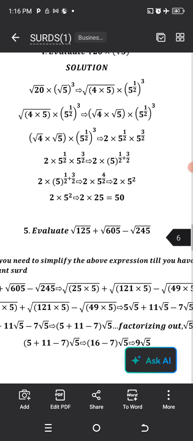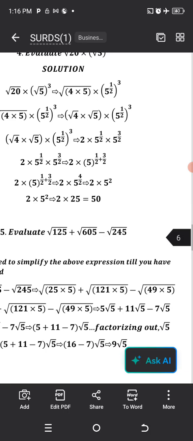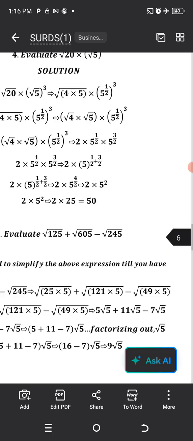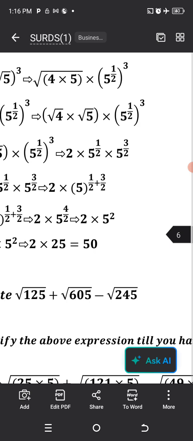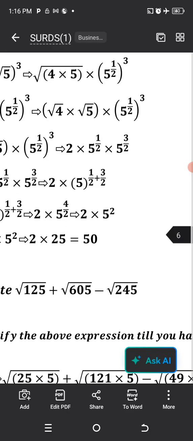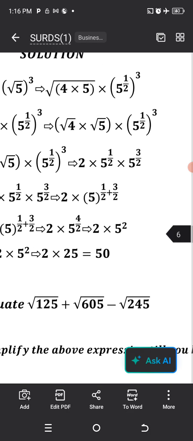So recall the square root of 4 is 2, and you can change the square root of 5 to 5 raised to power 1 over 2. That is 2 times 5 raised to power 1 over 2, multiplied by, recall from indices, this expression here: 5 raised to power 1 over 2, all raised to power 3. When you are multiplying a power that is inside the parentheses with a power that is outside the parentheses, you don't add, you multiply them together. So that is why you have 3 times 1 over 2, which gives you 3 over 2. So the expression here is 5 raised to power 3 over 2.